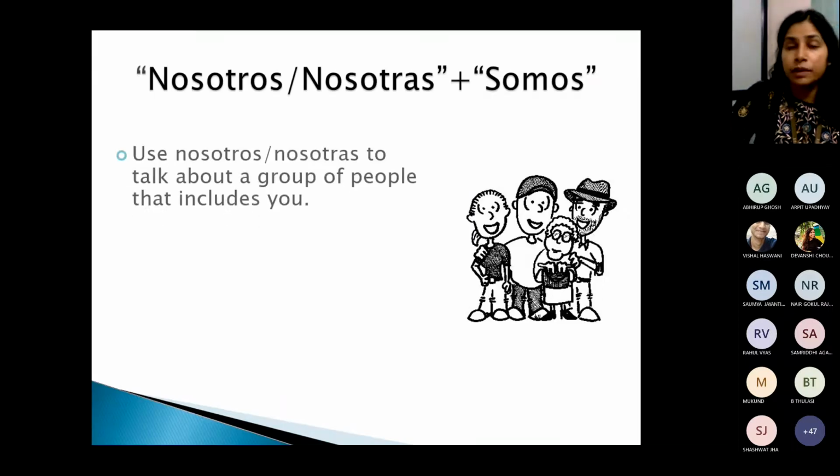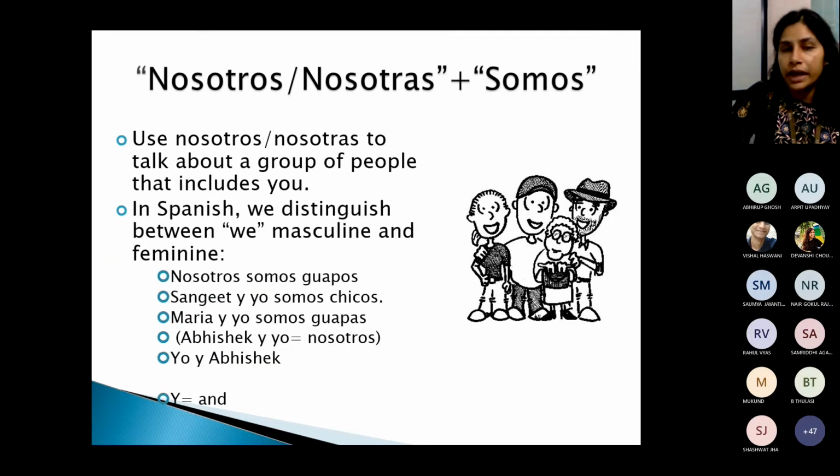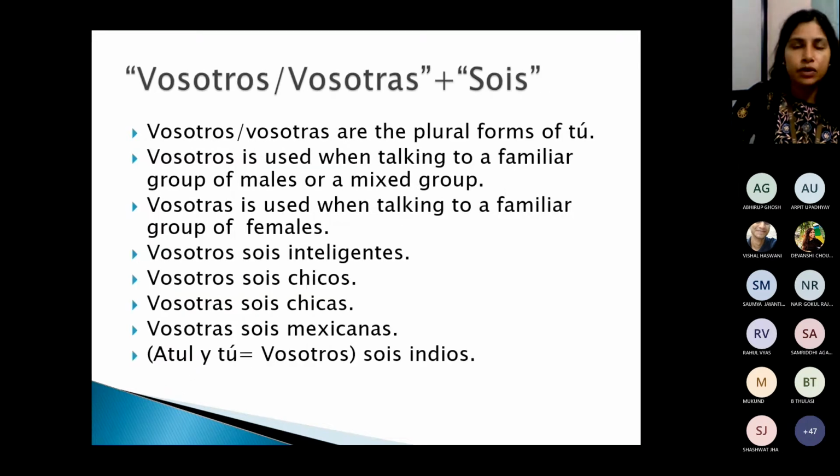Vale. So I was talking about nosotros and nosotras, and now breaking them. Coming to vosotros and vosotras. For nosotros, it was somos. For vosotros, it is sois, okay? So vosotros sois inteligentes, vosotros sois chicos, vosotras sois chicas, depending upon the gender you choose. Vosotros, chicos, vosotras, chicas. Vosotras, mexicanas.